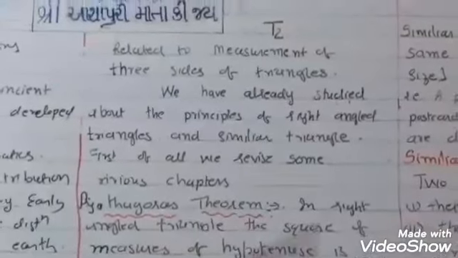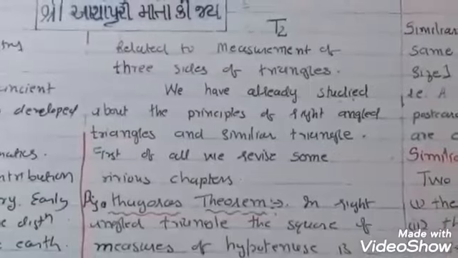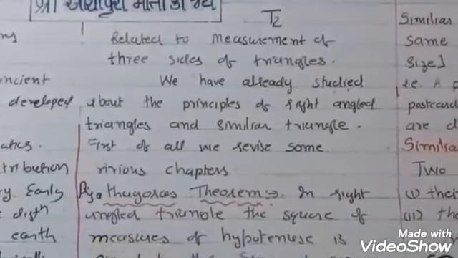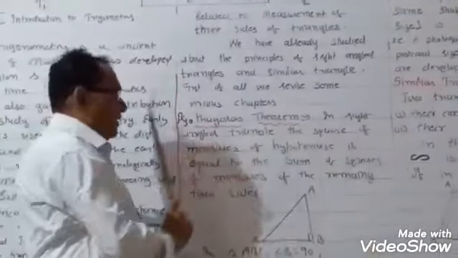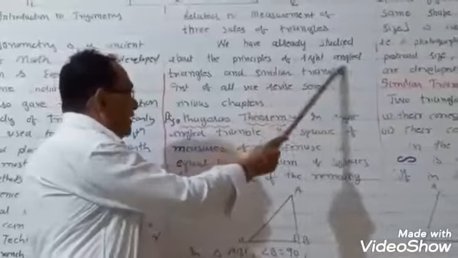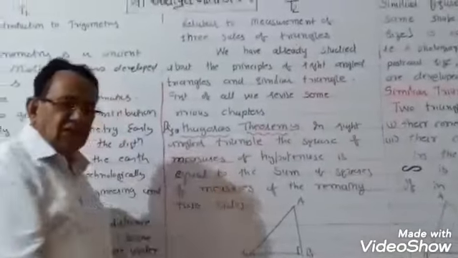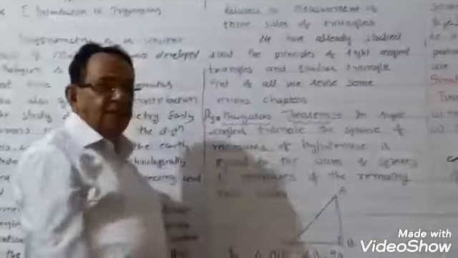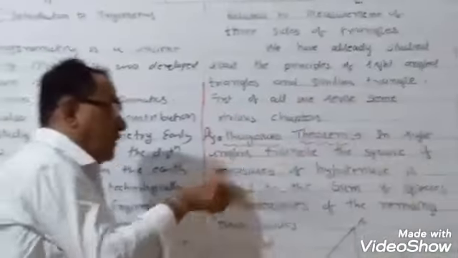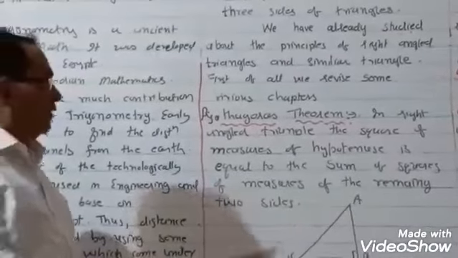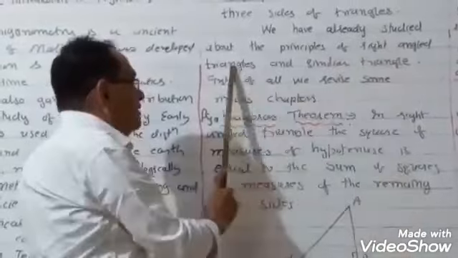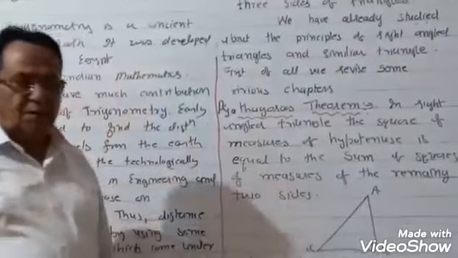That is T2, page number 2. Related to the measures of the three sides of triangles. Just now we have done it. We have already studied the principles of right angle triangles and similar triangles. No doubt, similar triangles we have not done yet, but the required topics of this chapter I will do first. Then we will start the main chapter, trigonometry. First of all we will do this. You have done these principles of the right angle triangle somewhat in previous chapters.